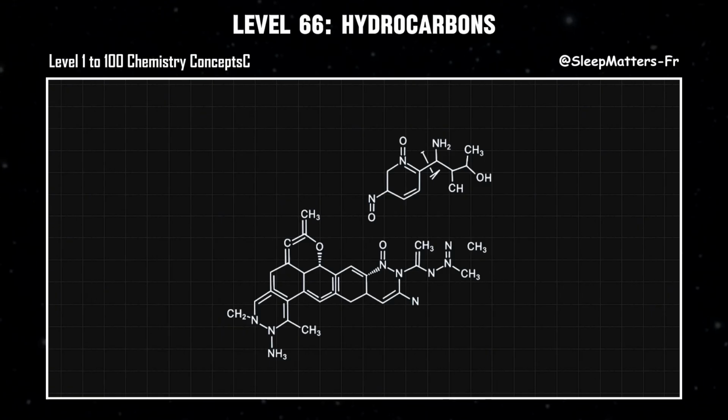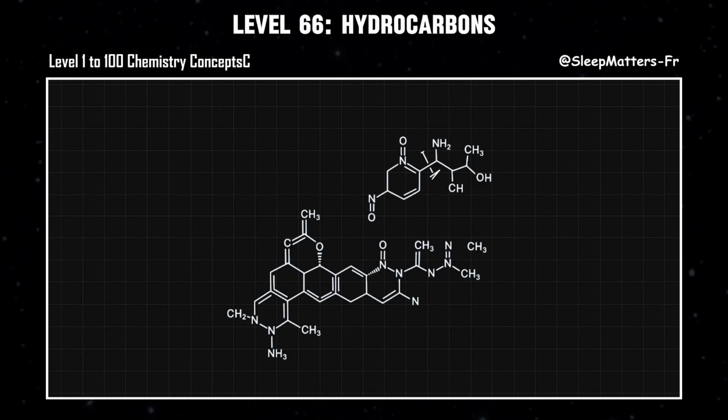Level 66. Hydrocarbons. Hydrocarbons are the hidden backbone of the world you live in. They are the simplest compounds made of just two elements, carbon and hydrogen. But do not be fooled by their simplicity. Hydrocarbons are the reason you have fuel for your cars, heat for your homes, and even plastic for your everyday life. They are the invisible force that powers your world.